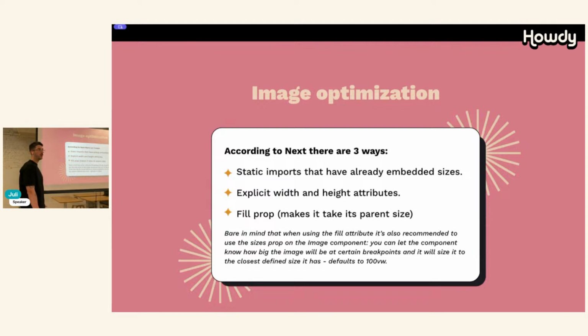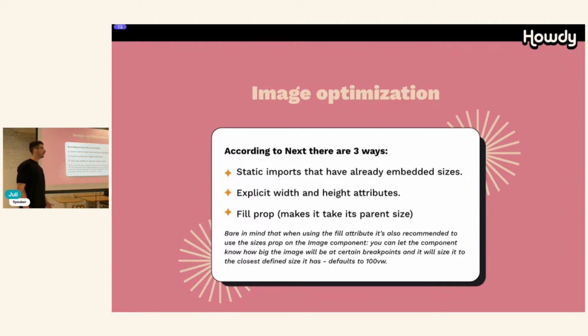Or if you don't know, which is basically a lot of the cases on the web, for example, if you have a big background image for the header, you don't know the actual size. That's going to depend on viewport size, on device size. You can use the fill prop, which is basically going to tell the image to take as much space as possible. But you're also going to have to use the sizes prop, which basically creates a source set of images from the original one. What does this mean?